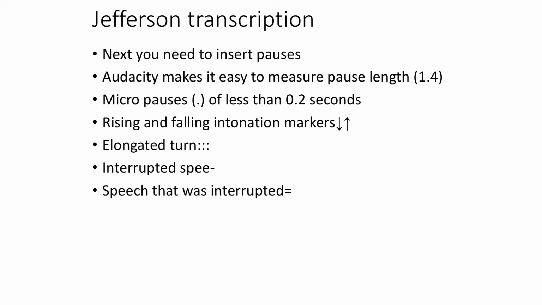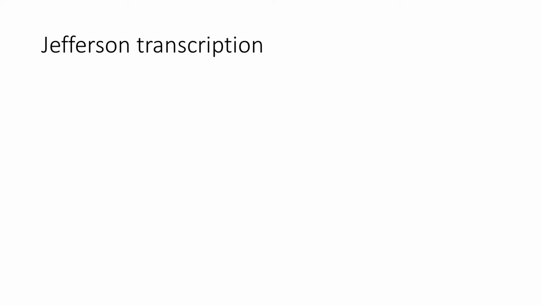Speech that was interrupted, if another person jumps in right as someone was ending and they don't overlap at all, we use this equal sign. It kind of means a latched turn. That means that the floor was either immediately given to someone else or taken and the person immediately surrendered it. So there's no overlap, but these turns are instantly connected and then resumed.